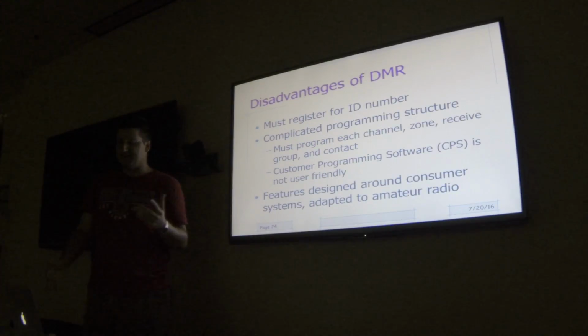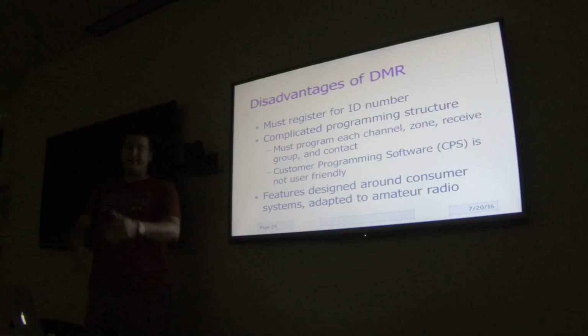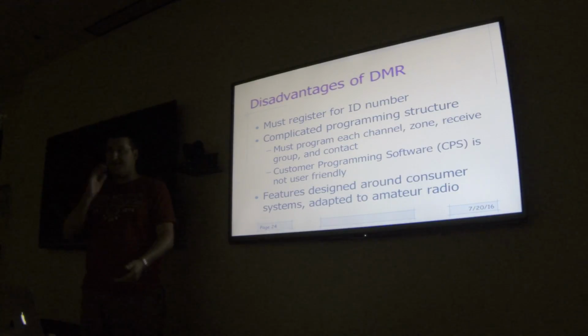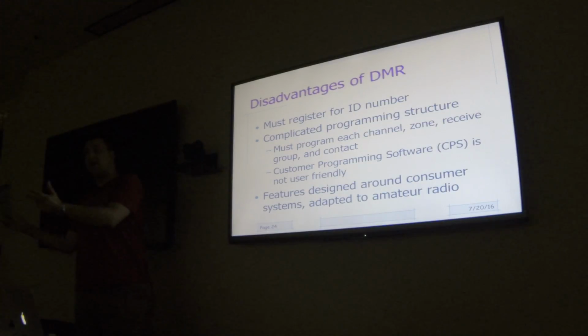So what are the disadvantages? The first is that you have to register for this ID number and it can take time. The second is that it is complicated to program. There's a huge learning curve, as Bob mentioned, and you've got to figure out that programming software or use one of the ones that are already available.